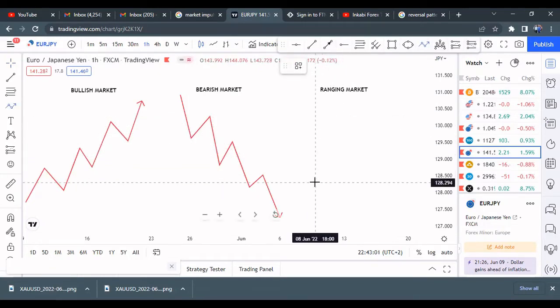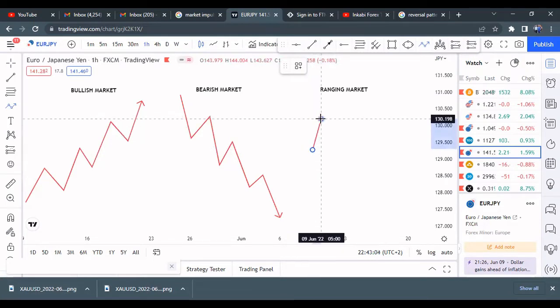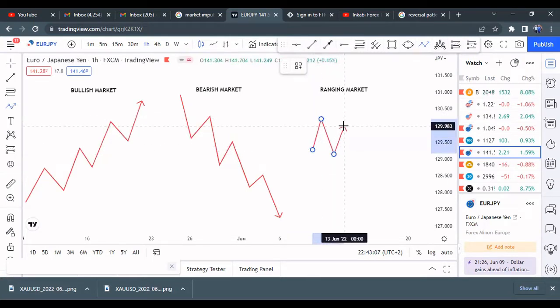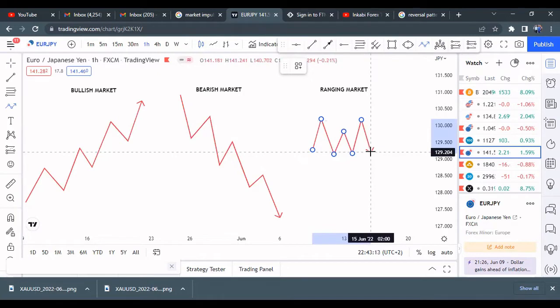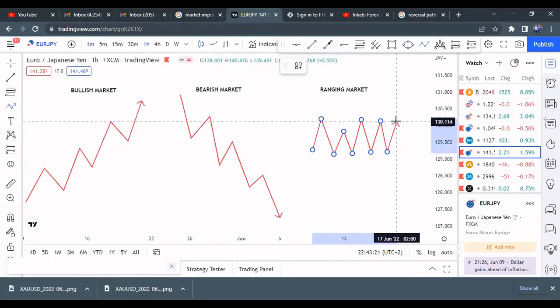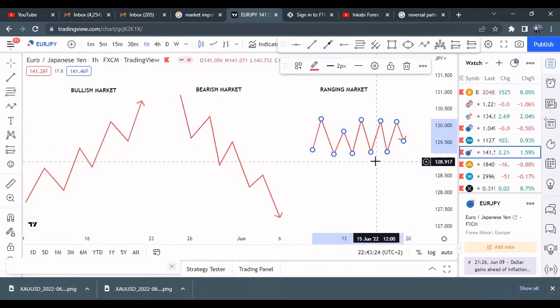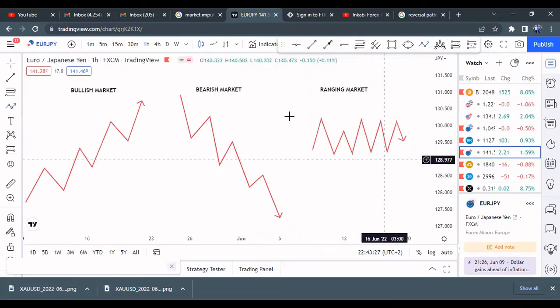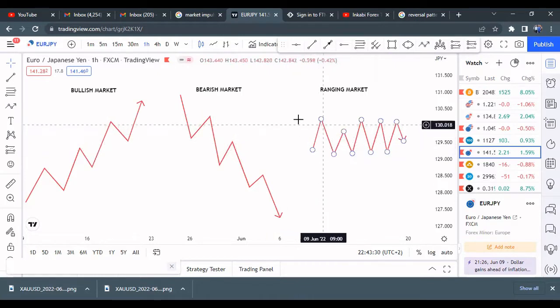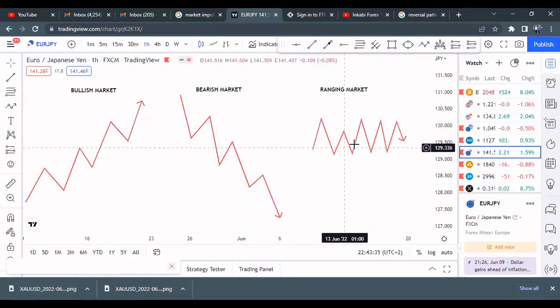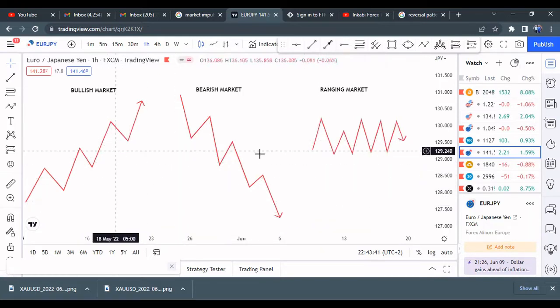Another market we have is a ranging market or a consolidating market. In a consolidating market, there's no clear direction of where the trend is going. You could have something like this, where prices stay in the same area, with breakouts that are loose. It's just price staying in the same areas. We have highs and lows, but there are no higher highs and no lower lows. So these are the three conditions that we have in the market.